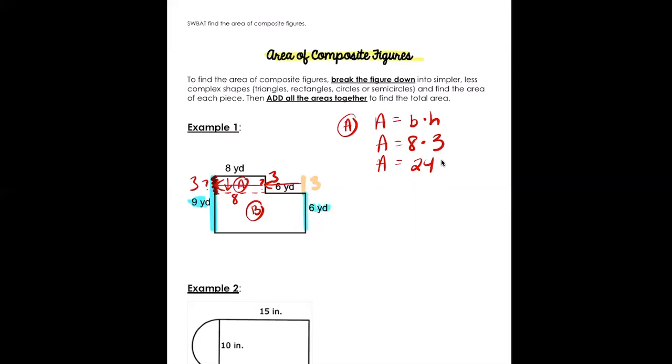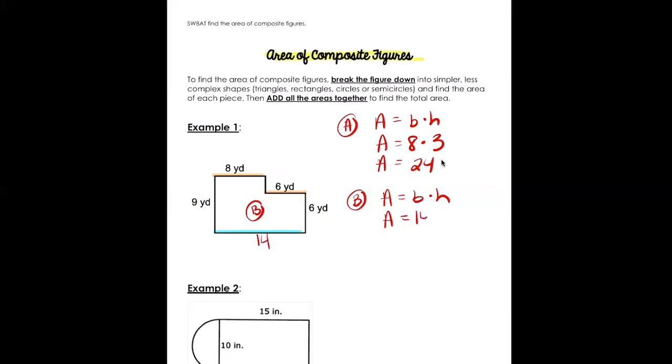Now B is also a rectangle. Area equals base times height. The base of this one, we have a similar situation like we did before where we're not given the entire base, but take some of this away so it's less confusing. We are given, to find this entire thing here, we can add this plus this. 8 plus 6 is 14.